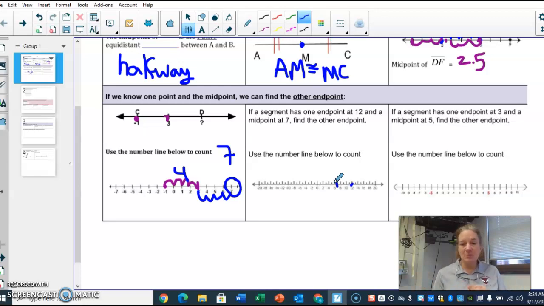Okay, now you're going to do this next one. Exact same process. Put a point at 3, count to 5, and then count again to find your next endpoint.